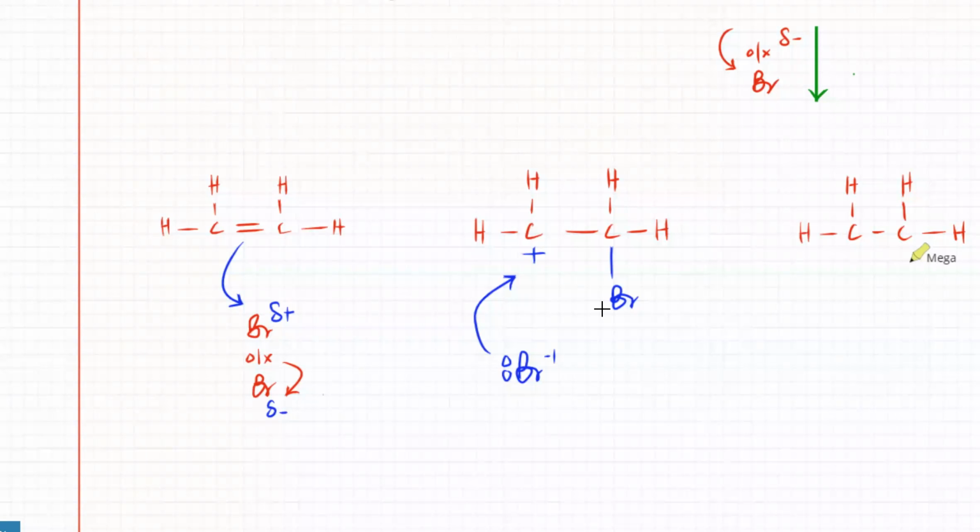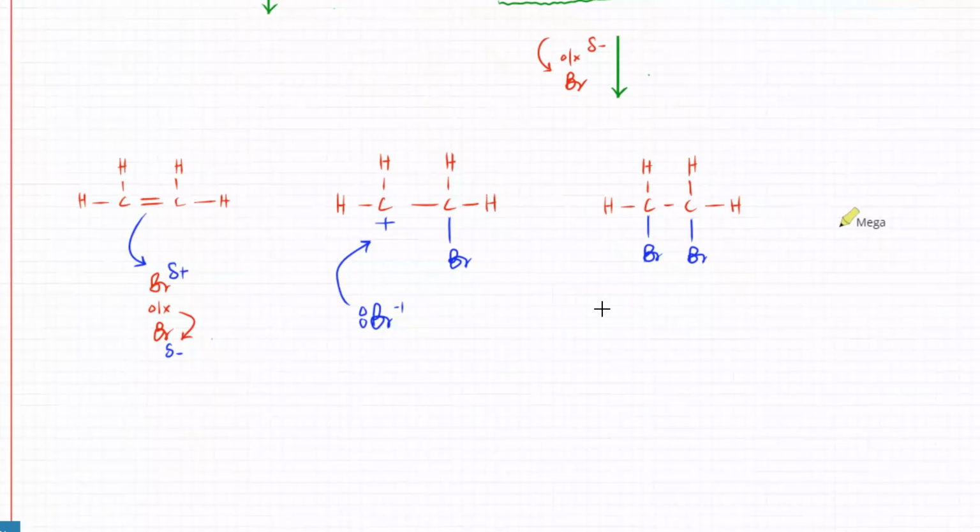so resulting in the formation of 2 bromines. They are going to get added to it. Is that clear? Yes. So you have to learn this mechanism, and you should know that it's a proper 2-step mechanism. The middle part is known as a carbocation intermediate.